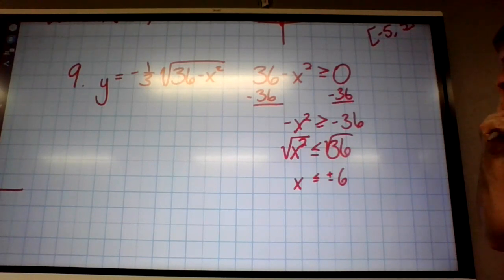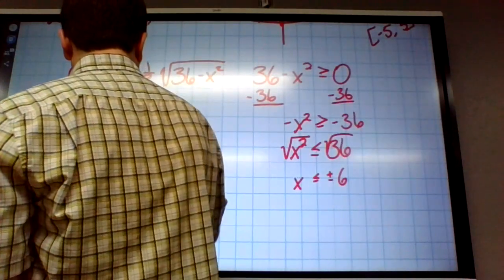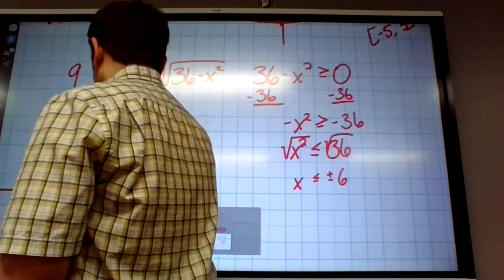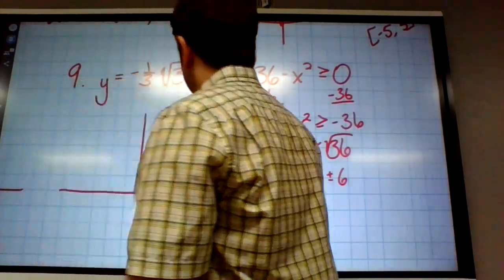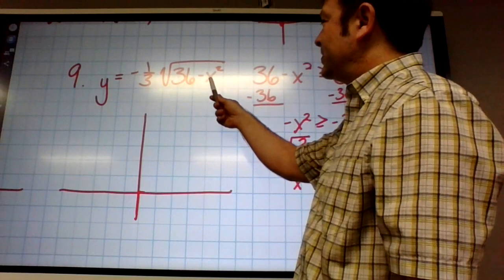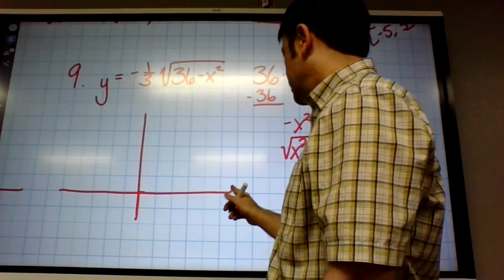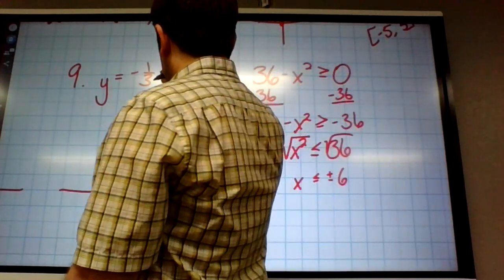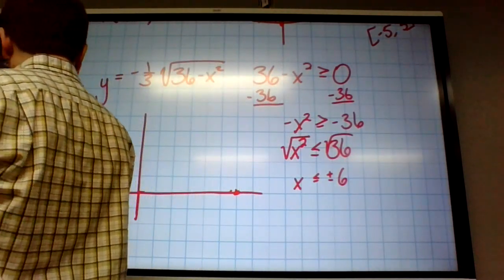Actually, that might not have worked. We might need to sketch it. They said the graphing calculator can help, so let's just play with it. If I plug in 6, 0, or -6 into this, it turns this into a 0. So those are the points at 6, 0 and -6, 0.